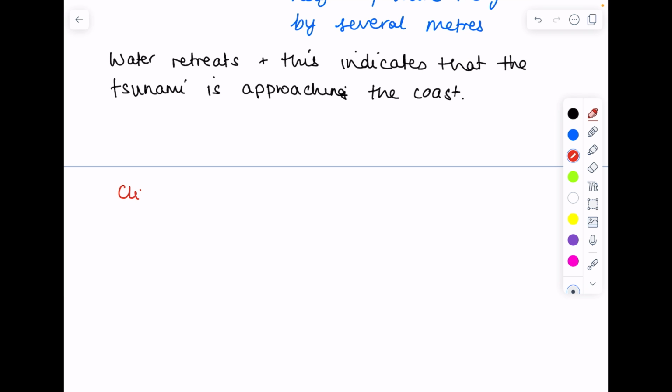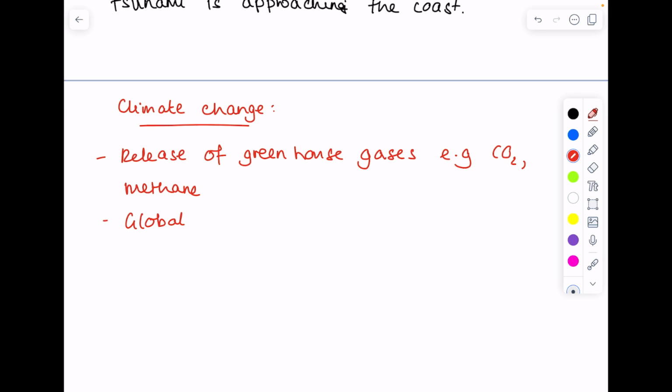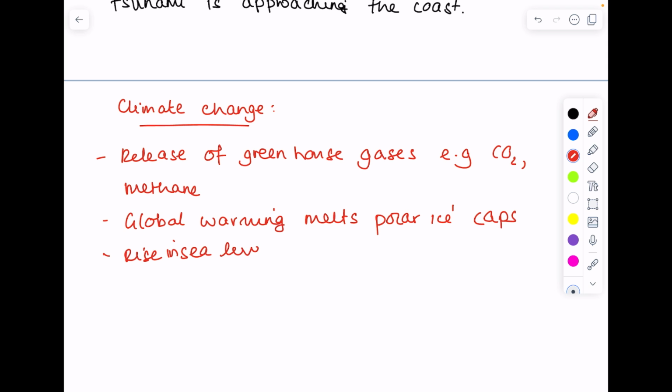Lastly, how does climate change cause coastal flooding? Well, it's the release of greenhouse gases such as carbon dioxide, methane. The enhanced greenhouse effect causes global warming, and that melts polar ice caps. Then you get a rise in sea level, which will obviously flood low-lying land and coastal areas. So you'll probably know this from biology as well.